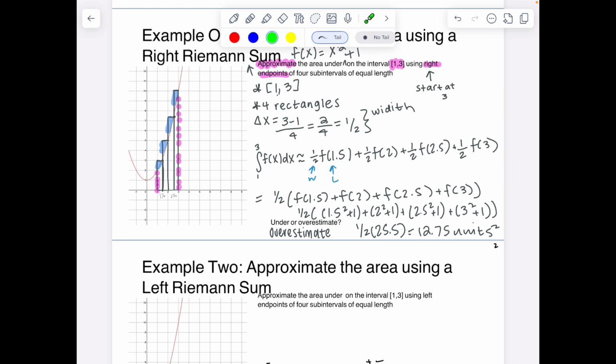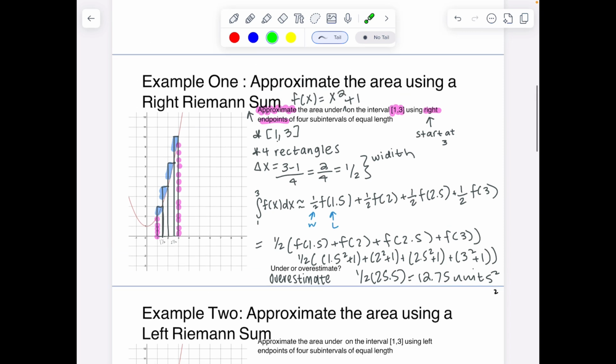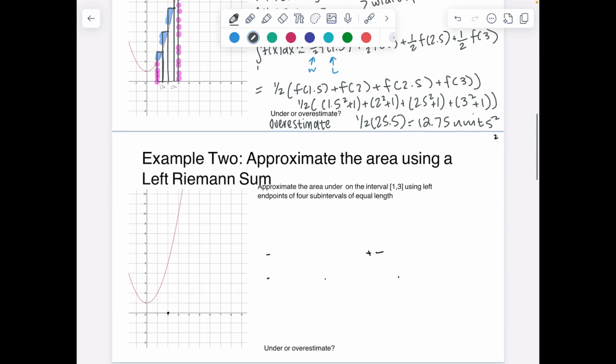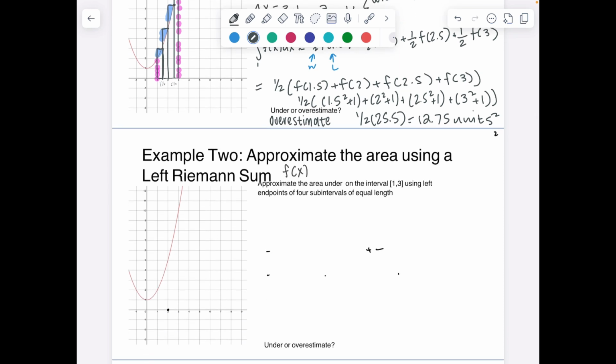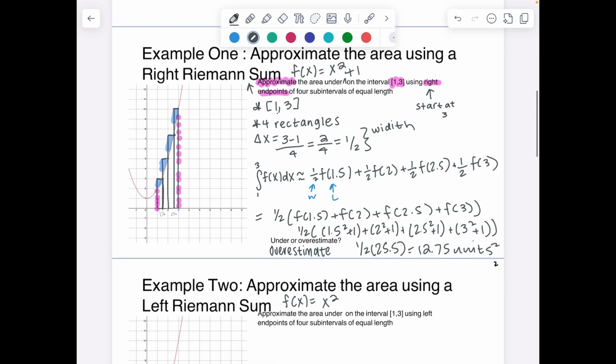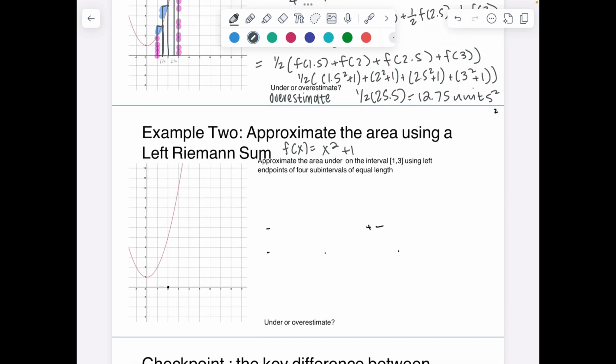So the next one we're going to do, feel free to pause if you need any more time writing that down, or write down some questions if you need them. But the next problem is the exact same function, but this time we are doing the left approximation. Same idea as before, we're approximating from 1 to 3. And our width, just because we used this from the last problem, is still 4 subintervals of equal length from 1 to 3. So the width is still going to be 1/2.